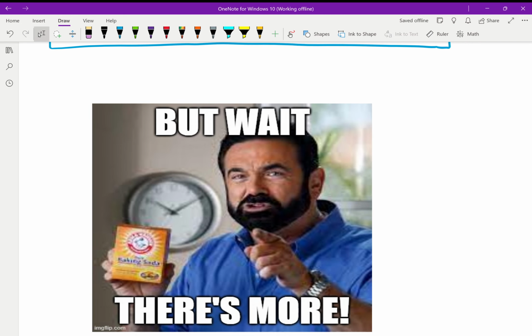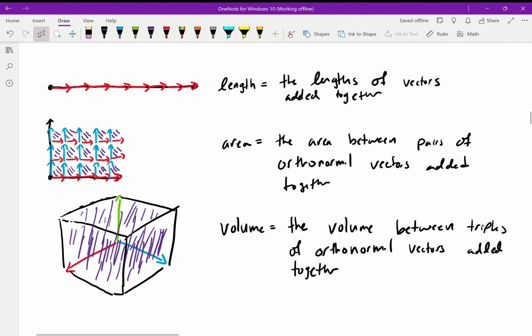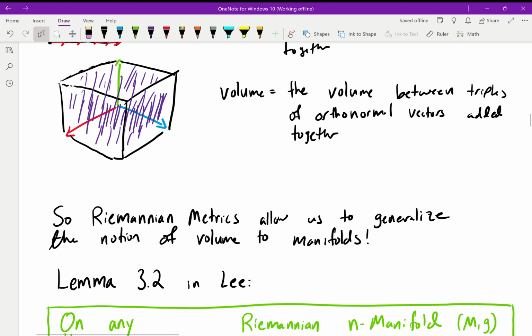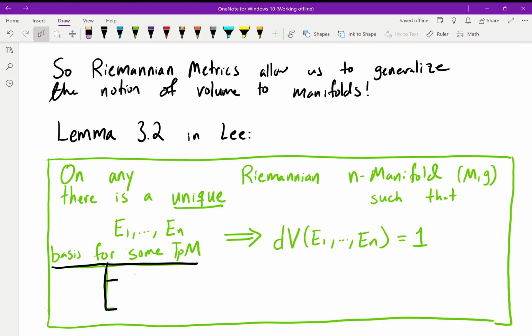We also get the other geometric notion that we love to see by first considering, okay, so what is length really in terms of vectors? We can take the length of vectors and add them up end to end, and that gives us a notion of length. If we take orthogonal vectors and consider the space between them, and then add up all those squares, that gives us area, and we can do a similar trick for volume. So it seems to be the case that if we have an orthonormal basis, we can have a nice notion of volume on whatever manifolds we want. And this turns out to be the case. Riemannian metrics allow us to generalize the notion of volume to manifolds.